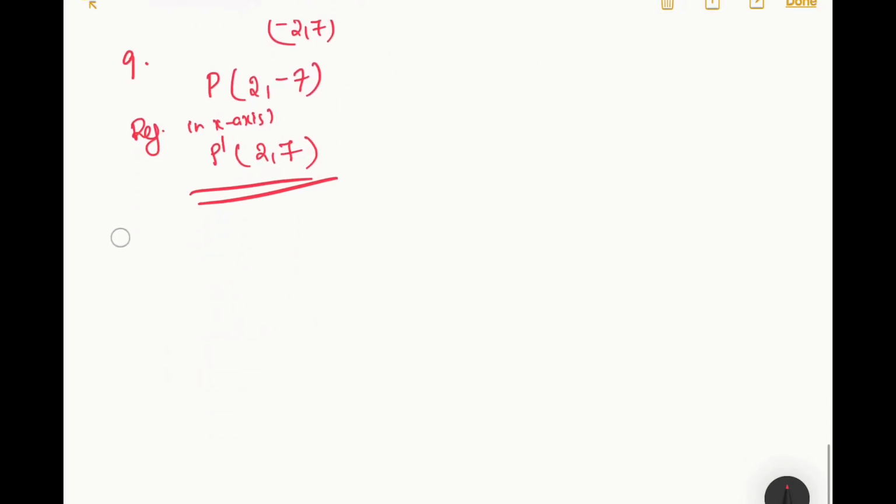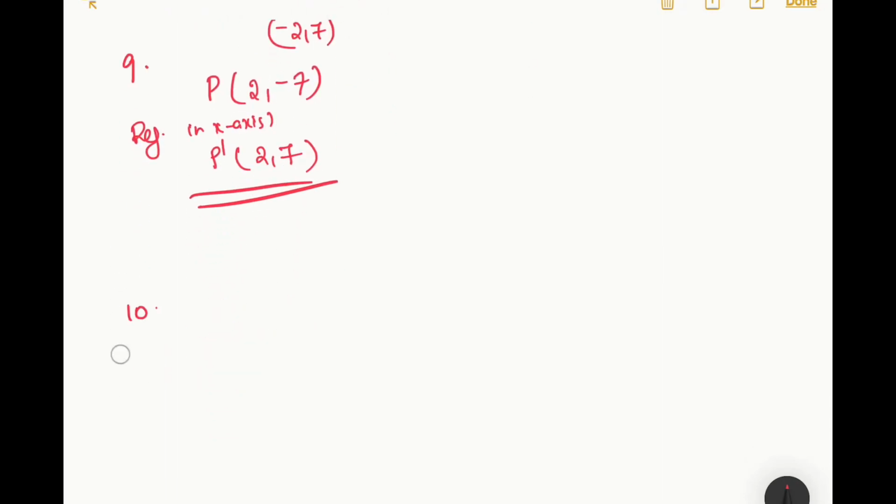Okay. Coming to the next question, the 10th one. P(A, B) is first reflected in the origin, then reflected in the y-axis to get P dash. So we get P dash by reflecting in origin first, then y-axis. P dash has the coordinate 4, 6.